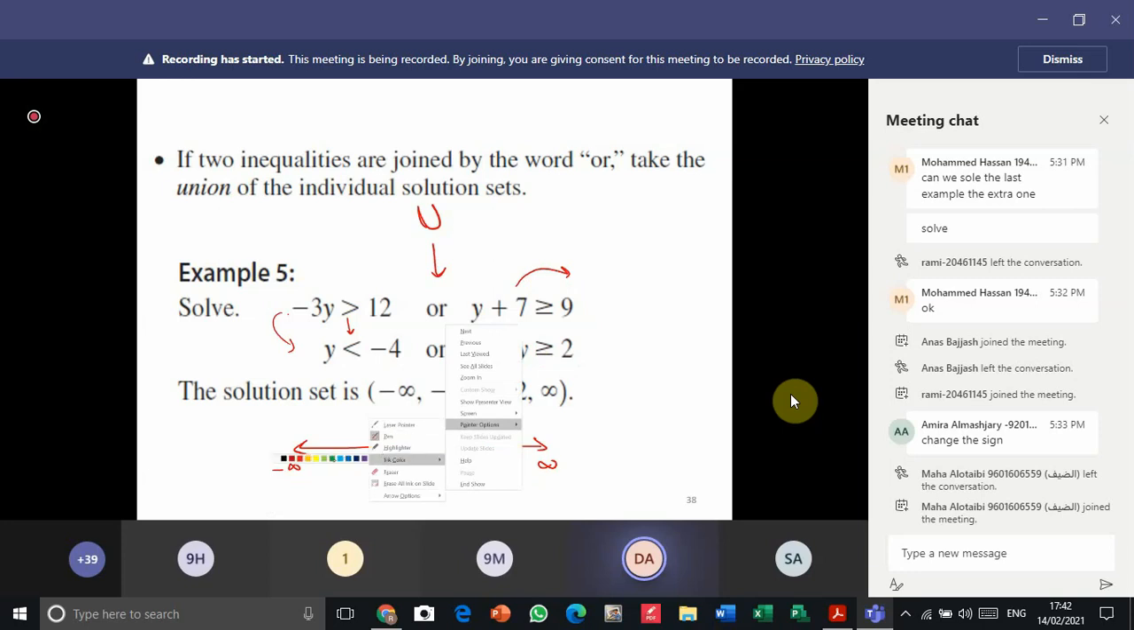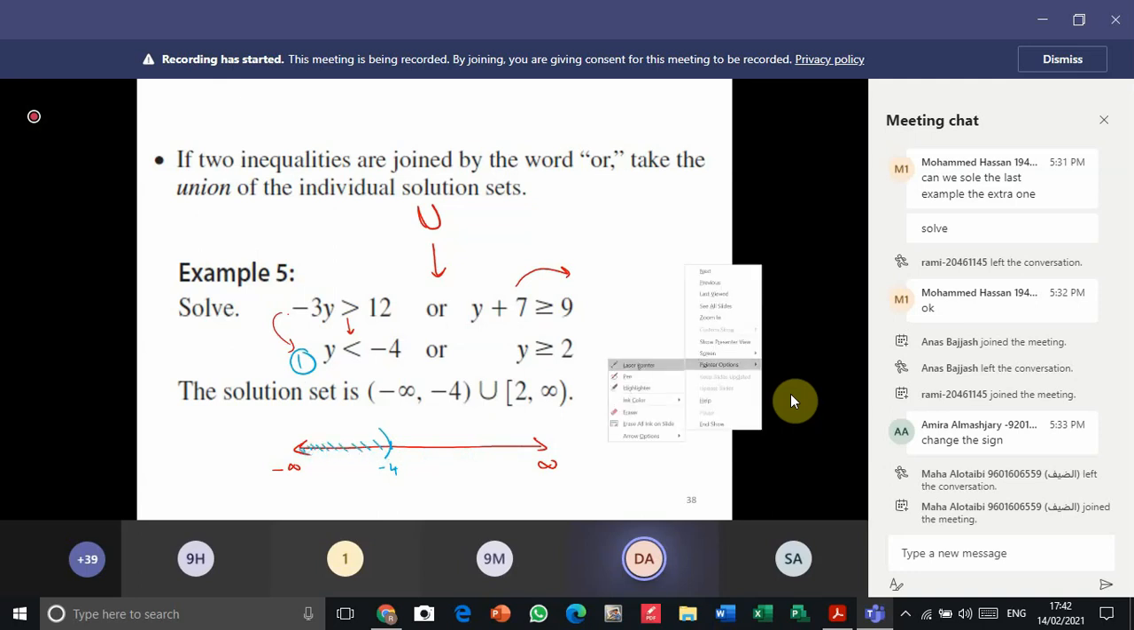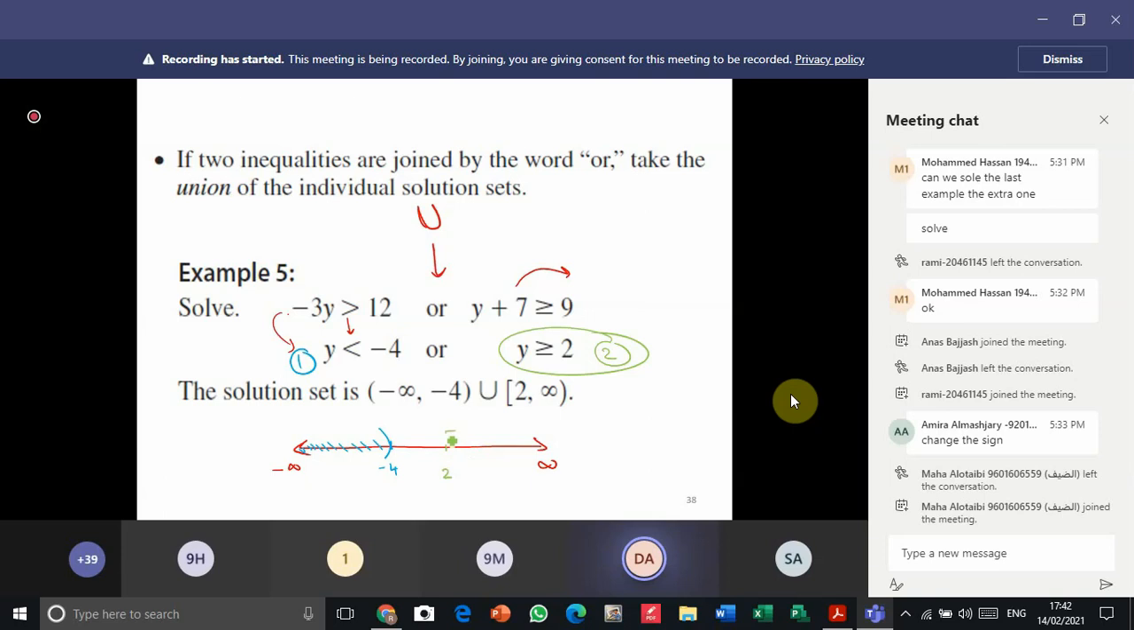We have the first equation in the blue, this one, less than negative 4. So we have negative 4 open and less than 2, minus infinity. The second one, this one, we have y greater than or equal to, so we have 2 closed and greater than 2. So what's the solution? This is the union. We take the two regions.